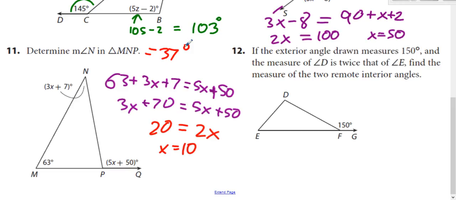Number 12 is a little bit more difficult because it's not all filled in for you. You kind of have to read it and come up with the equation a little bit from the sentence. So it says the exterior angle is 150. That's marked for us. The measure of angle D is twice the measure of angle E. So whatever the measure of angle E is, we'll call it x. D is twice that amount. So 2 times x, 2x.